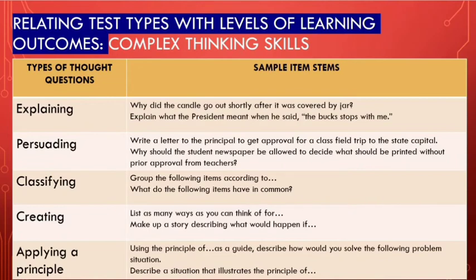Again, our lesson here is that when we write our assessment, the table is a reflection that we always need to relate the test types with the levels of learning outcomes. So if you ask them to persuade, that's the level of learning outcome, then the sample test item should match that. They should be explaining. When they read and answer the question, the output will be about explanation. If you ask them to persuade, then it should show in the question.